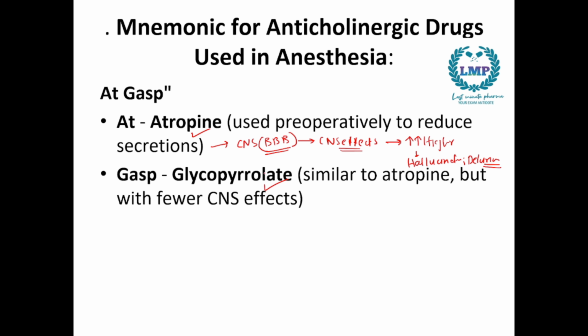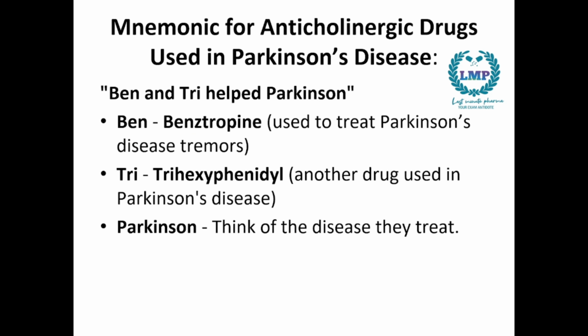Whereas glycopyrrolate is similar to atropine, but with fewer CNS effects. Okay, let's go ahead. What is the mnemonic used for anticholinergic drugs? You can remember: Benz and Tri help Parkinson. That means benztropine and trihexyphenidyl.